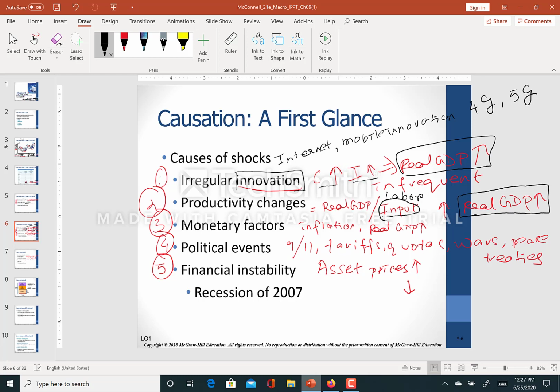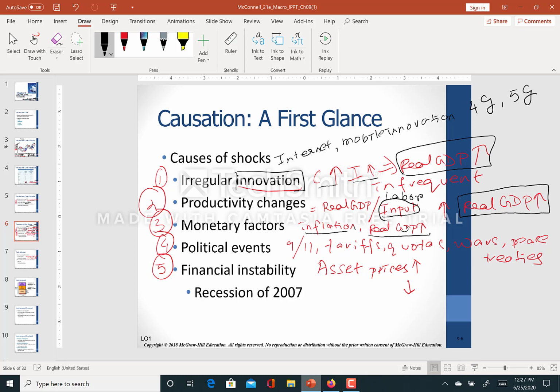The number 3 cause of shock is monetary factors. The central bank can create too much money. That's going to lead to inflation and real GDP increasing, or it can stop creating money and that's going to lead to real GDP going down.